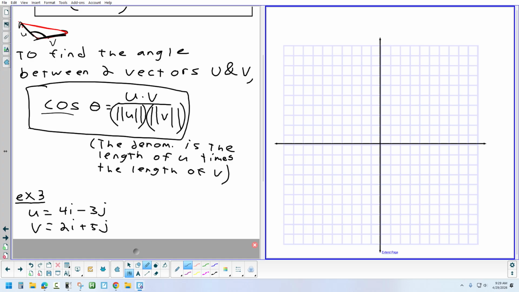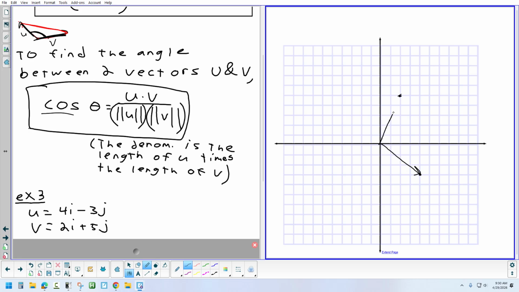So 4i minus 3j. If I start at the origin, how do I sketch 4i minus 3j? 4 right, 3 down. 1, 2, 3, 4. 1, 2, 3. Okay, so that's the first vector. And the second vector is 2i, 5j. How would we sketch that one? 2 right, 5 up.